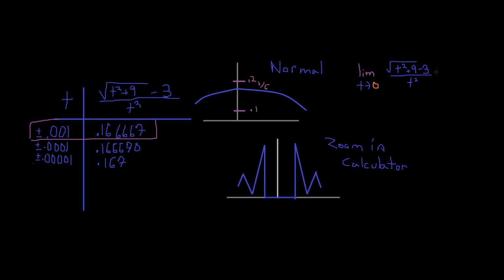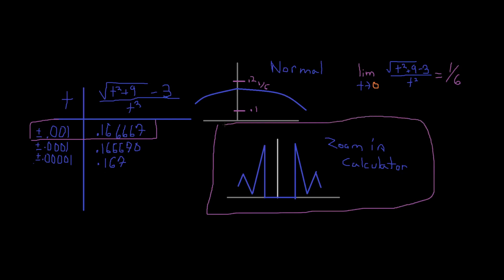And so then we end up getting a limit. So let me write it out right here. We get the limit of the function, the square root of t squared plus 9 minus 3 divided by t squared, as t approaches 0, is equal to 1 over 6. So that's how we say it. Alright, so what is this all about over here? Zoom in your calculator.